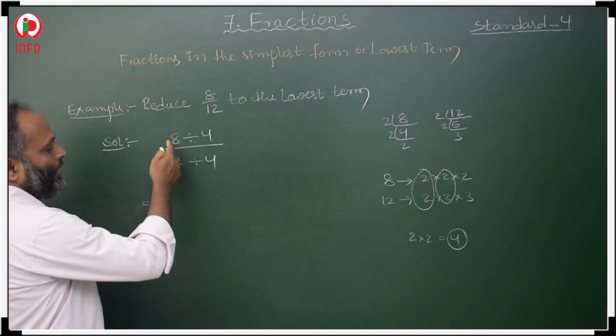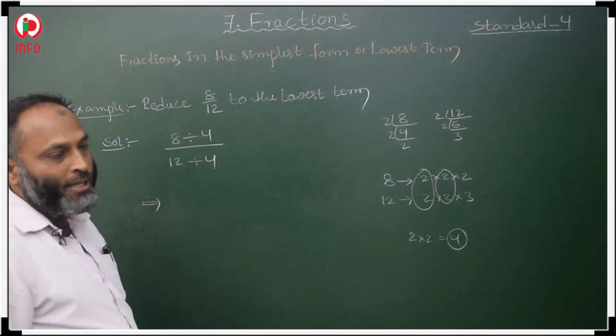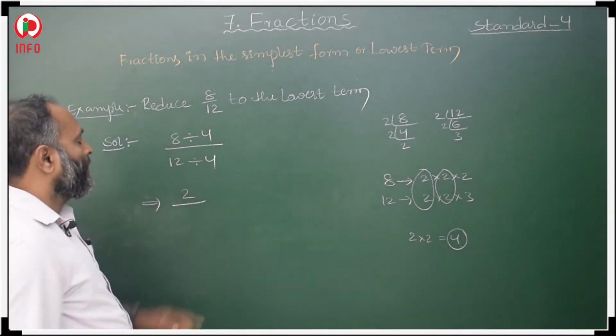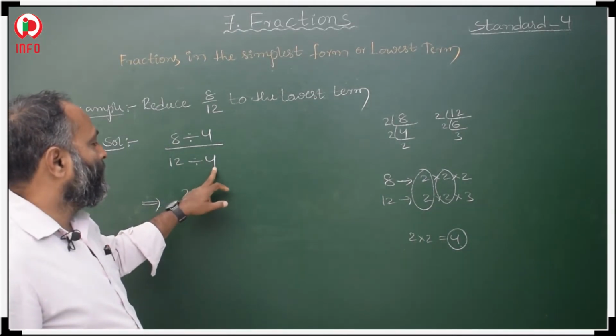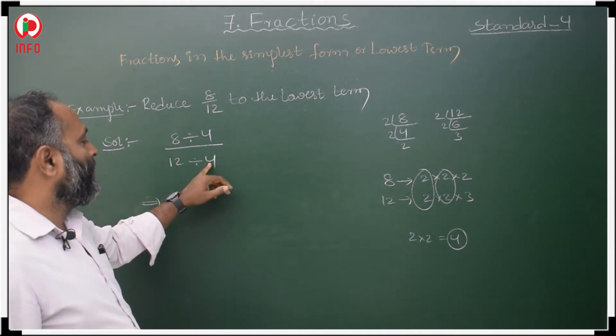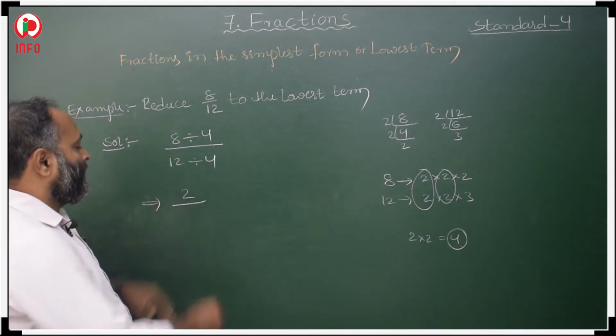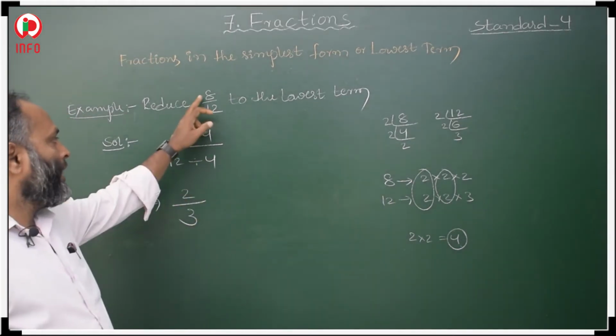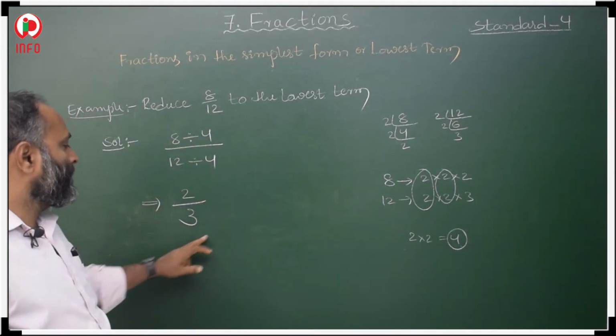Then when 8 is divided by 4, what is the answer? 4 2s are 8, so it is 2. When 12 is divided by 4, 4 3s are 12, so it is 3. That is 2 by 3. So, the simplest form of 8 by 12 is 2 by 3.